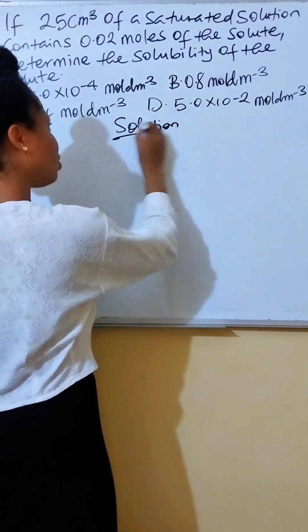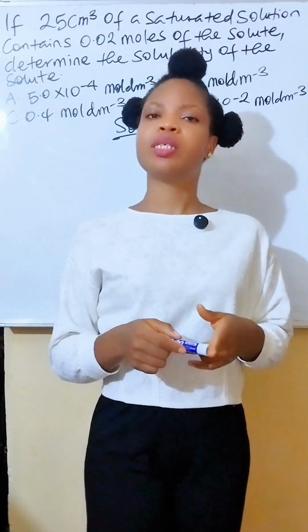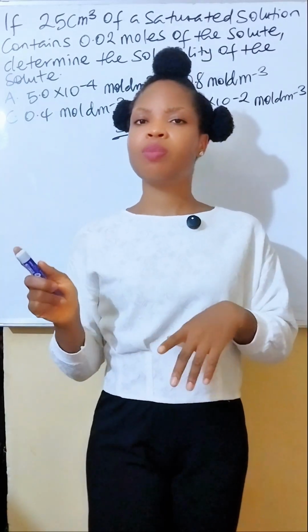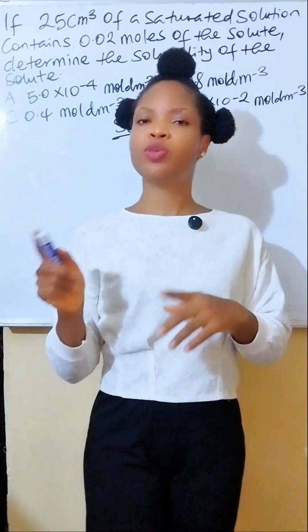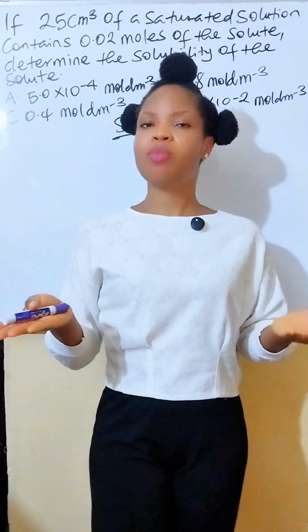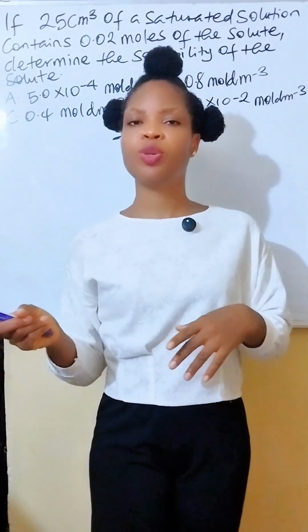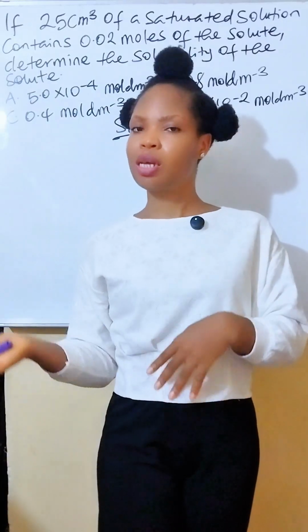Solution. First of all, what is solubility? Solubility is defined as the amount of solute that can dissolve in 1000 cm cube of the solution or 1 dm cube of the solution at a given temperature. Solubility is the maximum amount of solute that can dissolve in 1000 cm cube or 1 dm cube of the solution at a given temperature.